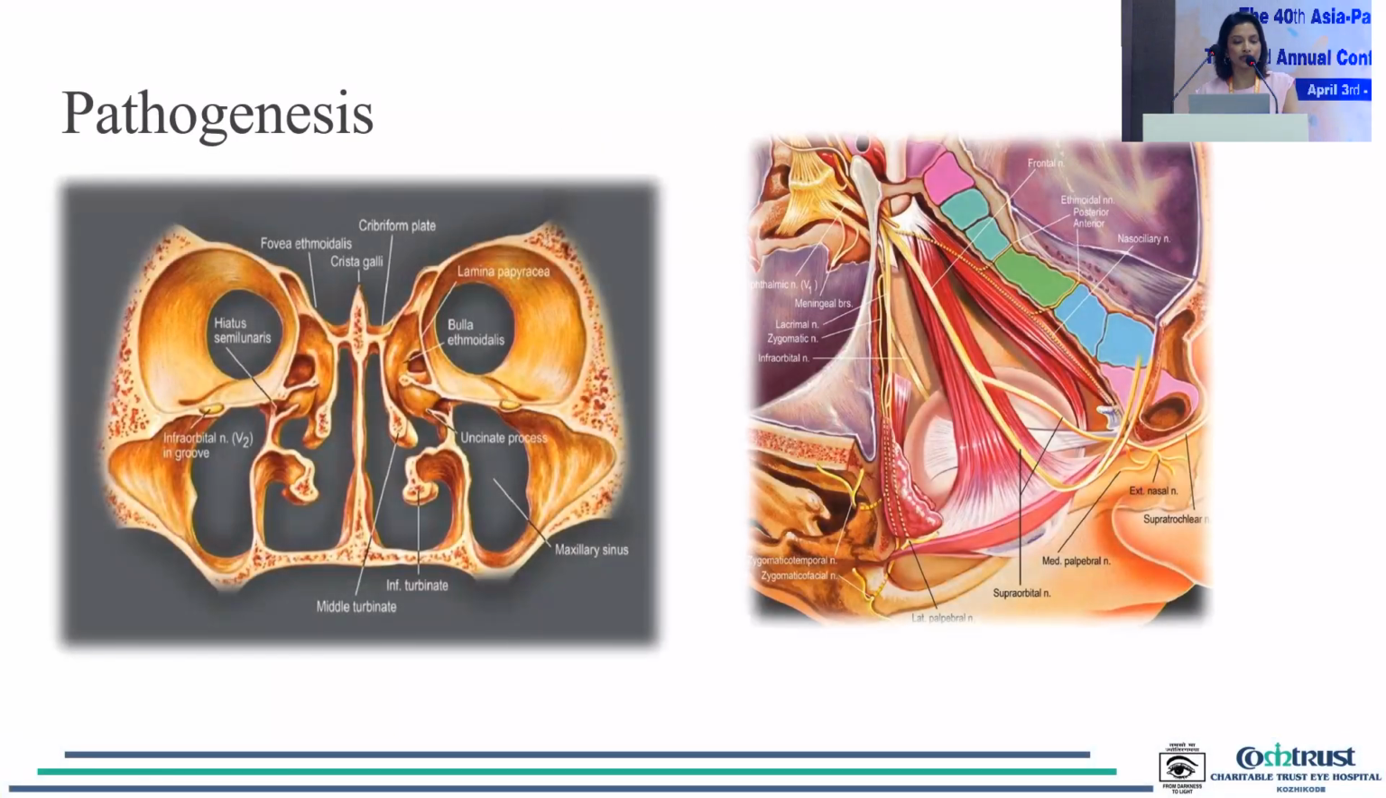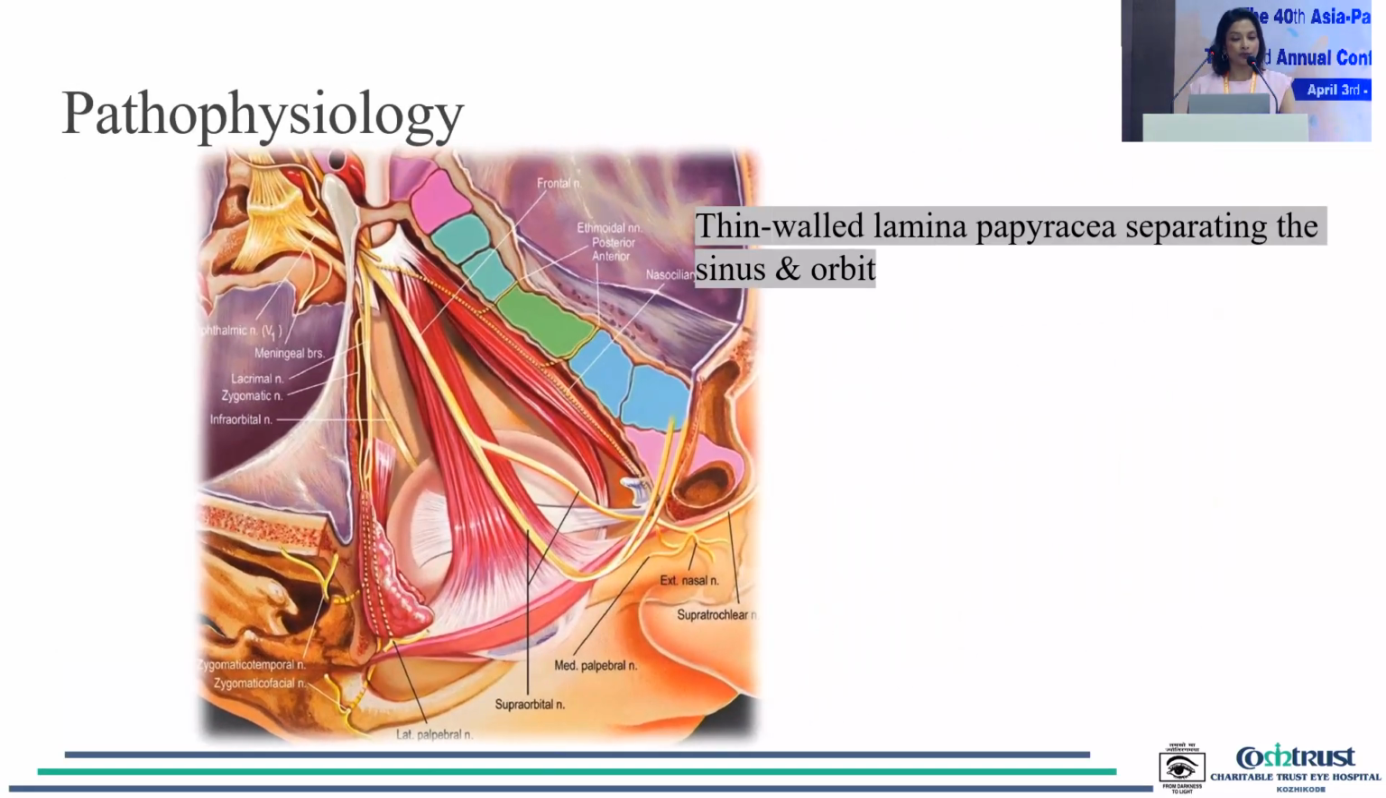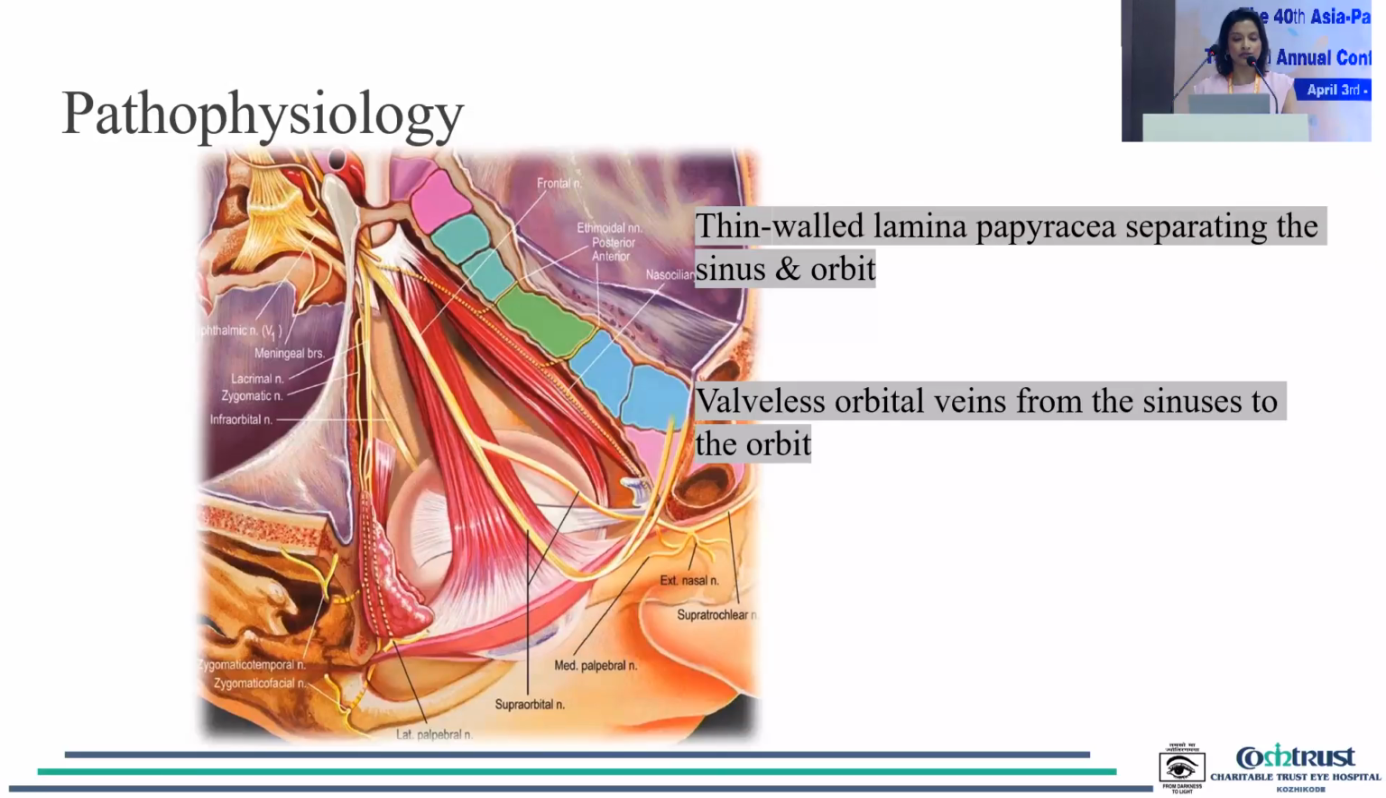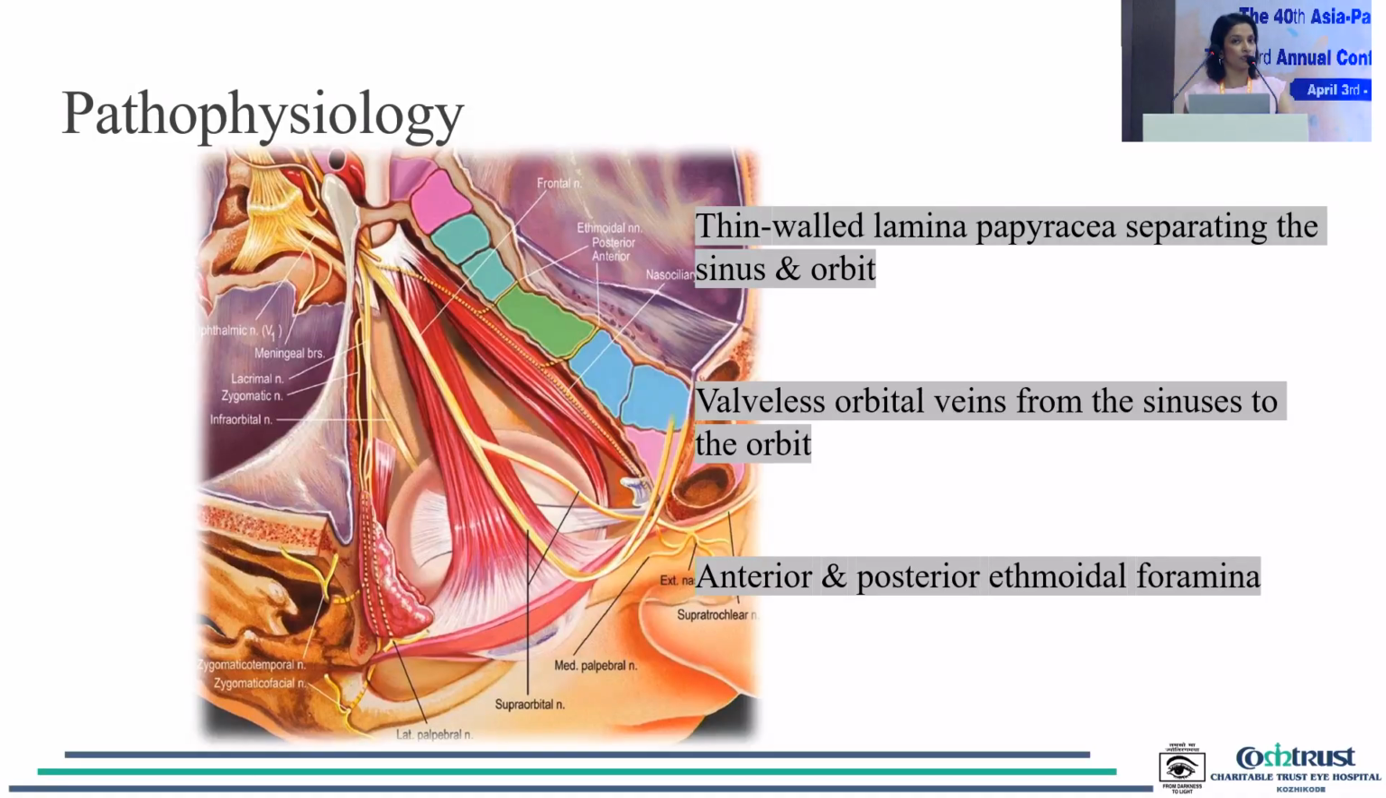In order to understand the disease better, we need to know that most often, especially in children, it is a contiguous spread of infection from the adjacent ethmoid and the maxillary sinuses. The reason is the presence of a thin walled lamina papyracea, which separates the sinus and the orbit. You have valveless orbital veins from the sinuses to the orbits which carry the toxins, and also anterior and posterior ethmoidal foramina which behave as conduits.